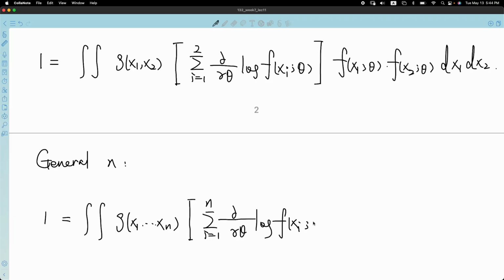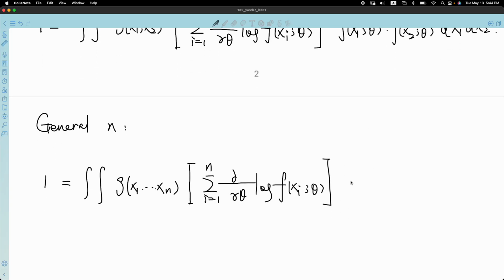Same thing, xi, parameter theta of that. And then for the density function, you will have all the n data points here, multiplied all the way to xn. And the multiplication here comes from the independence. So here you should also have dx1 all the way to dxn.